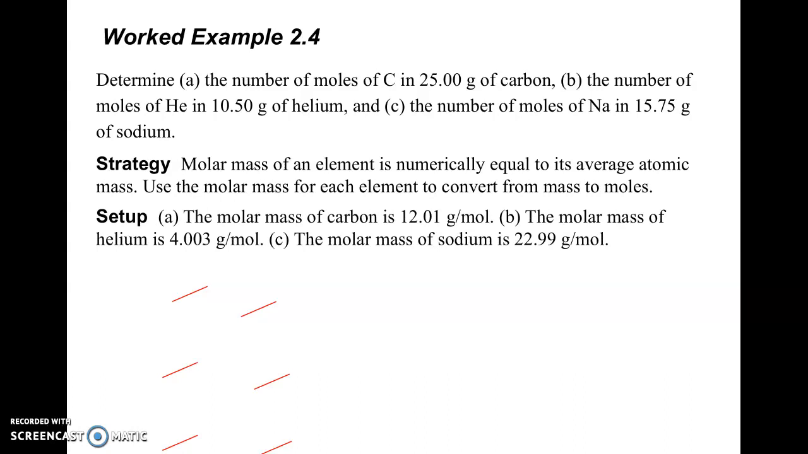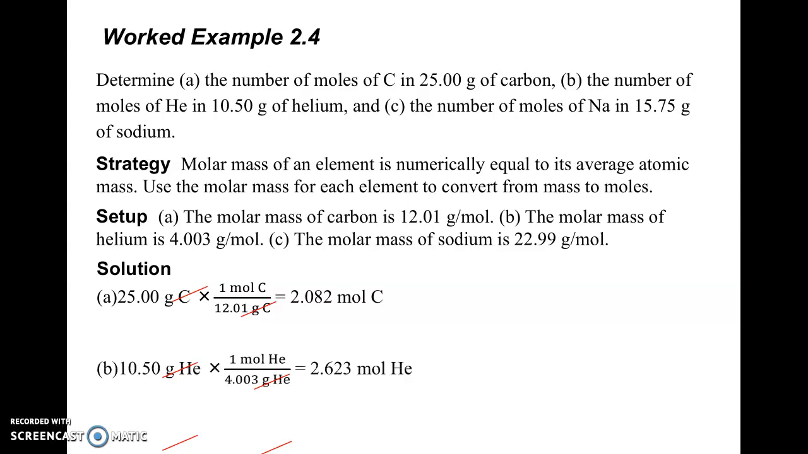So once again, we know what the setup is. We're going to use the molar mass of carbon as 12.01. You can find that on a periodic table. Helium is 4.003 grams per mole. Sodium is 22.99 grams per mole. And so you fill them in, you flip that equivalency of a mole and 12.01 grams so that your grams cancel, you get moles of carbon. Or in the case of helium, it's that average atomic mass of 4.003. And in the last one, you're using that average atomic mass for sodium.